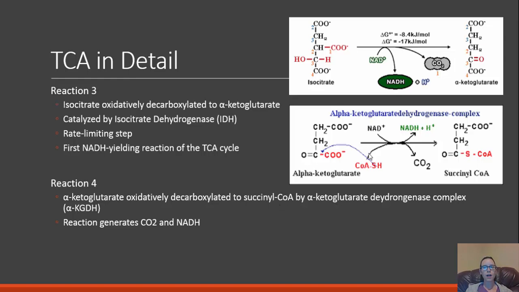In reaction 4, the alpha ketoglutarate from the previous step is oxidatively decarboxylated to succinyl-CoA by the enzyme alpha ketoglutarate dehydrogenase complex. Again, we have the production of NADH in addition to production of CO2.